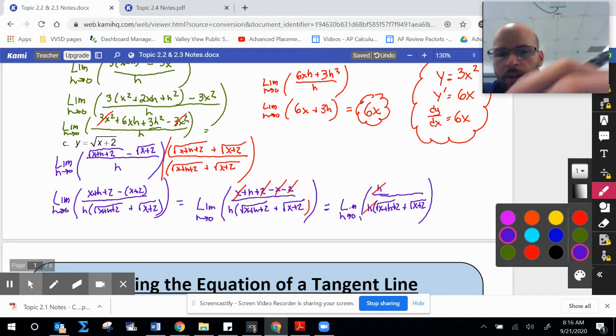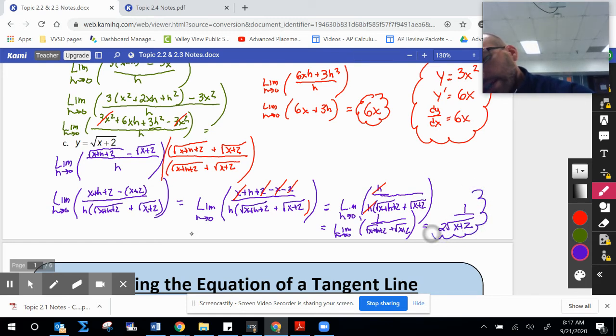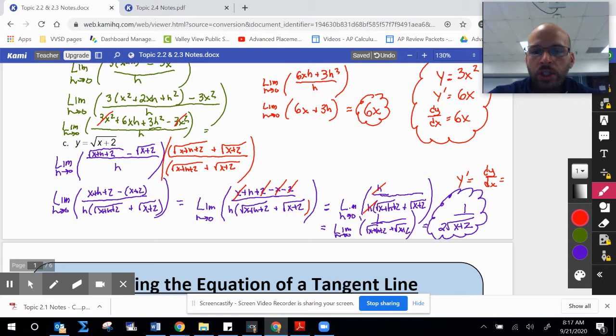I'm running out of room here, but bear with me. I'm going to write it underneath. The limit as h goes to 0 of 1 over the square root of x plus h plus 2 plus the radical of x plus 2. That's all in the denominator. That will just give me 1 over 2 times the radical of x plus 2. This is your derivative. Now, because our original function was y, again, I ran out of room, but I would make this y prime, or you can make it dy dx equals, however you would like to write that notation, okay?